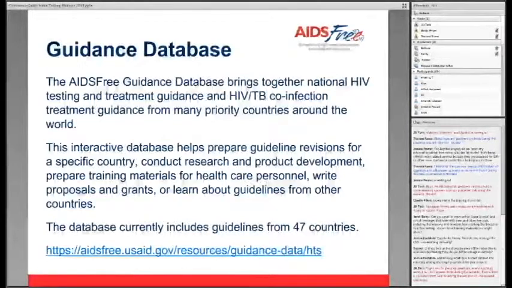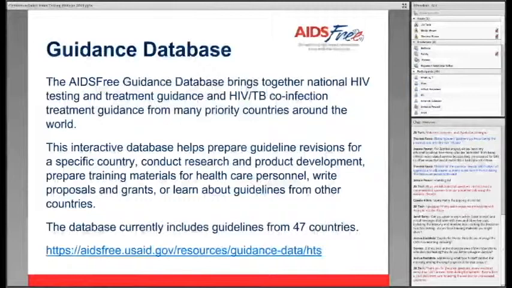The next and final slide is on the AIDS-Free guidance database. The database is also on the AIDS-Free website, and it currently includes national guidances from 47 countries on consent, on confidentiality, testing algorithm and strategies, use of mandatory testing, self-testing, and quality assurance and quality improvement. It can be accessed through the AIDS-Free website, and all documents are available to be downloaded and printed.